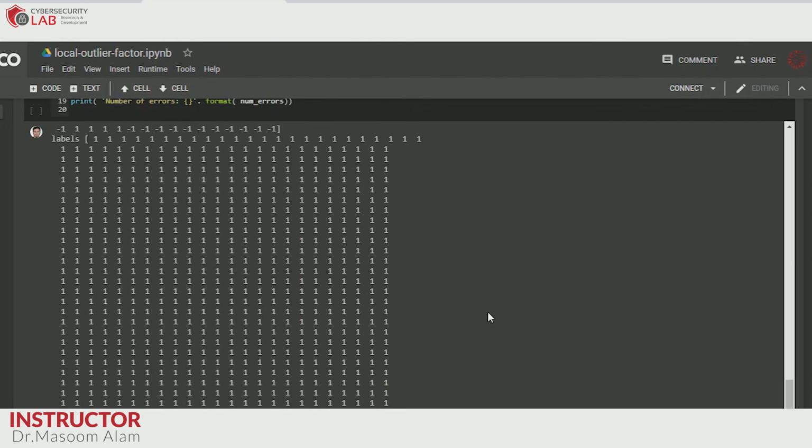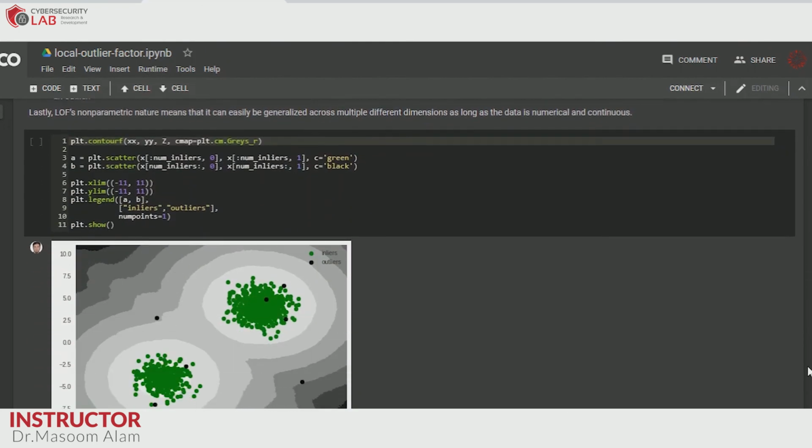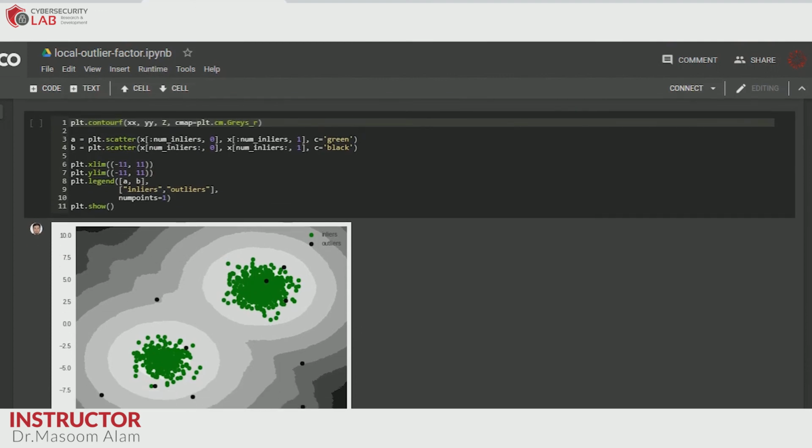Now all this code is already available on Google Colab. You can see over here that we have two more density areas, and then we have the outliers, which are actually in the low density area.